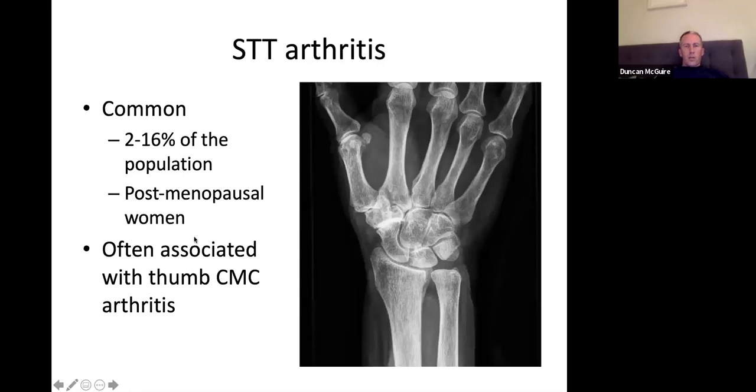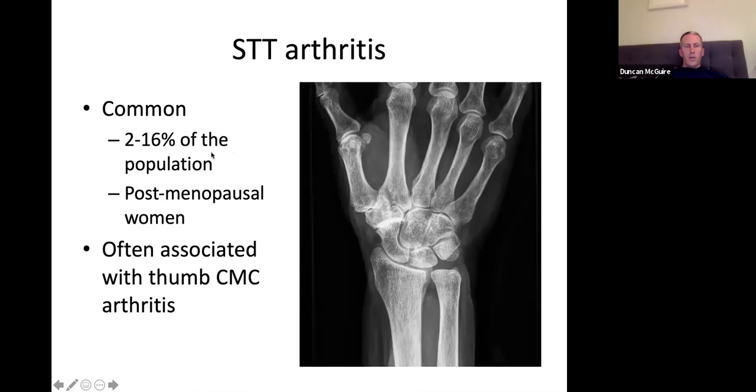Okay, so we'll just talk briefly about STT arthritis. This is quite common. It's arthritis between the scaphoid, the trapezium, and the trapezoid. You can see that really sclerotic area there. These patients present with pain on the radial side of the wrist, often volar, just distal to the scaphoid tubercle on the volar side.